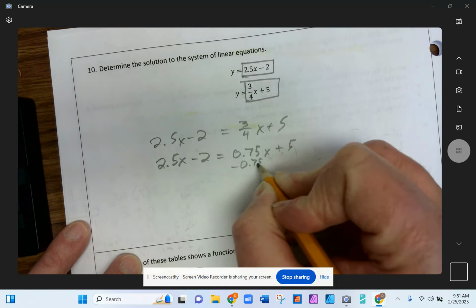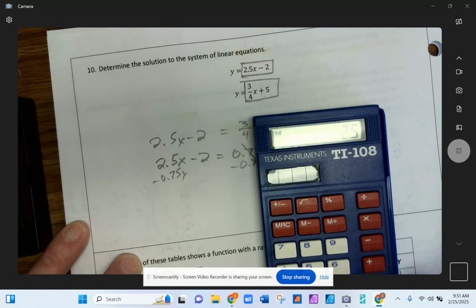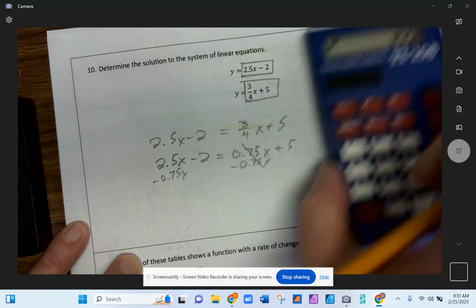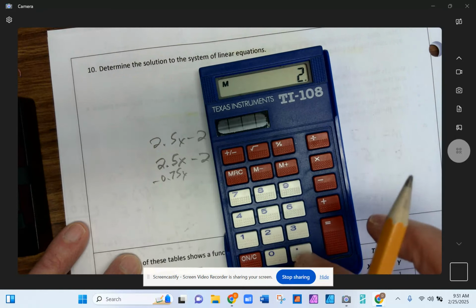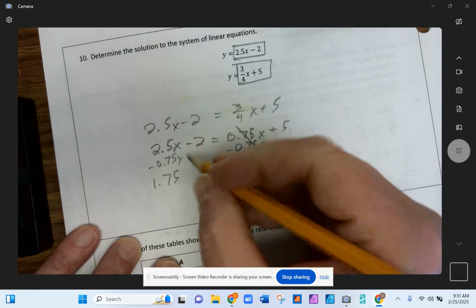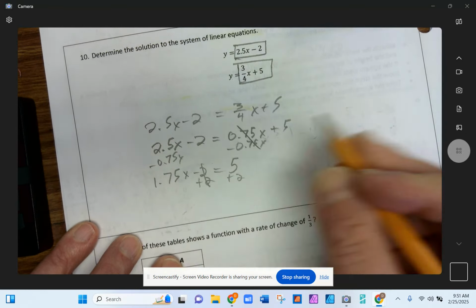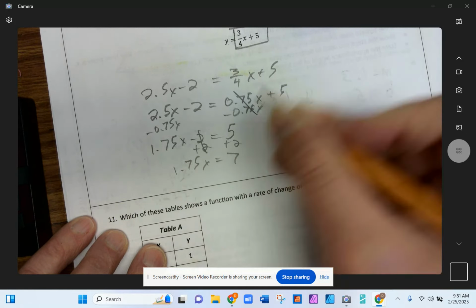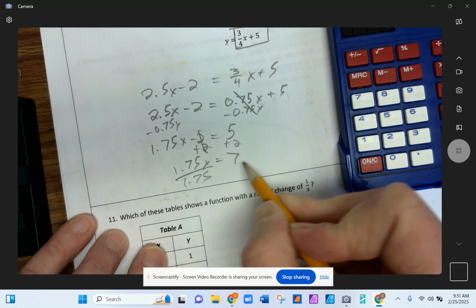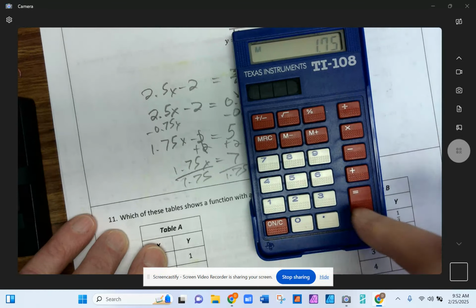Then I'm going to subtract that 0.75x from both sides. Cancel it out here. 2.5 minus 0.75 gets us to 1.75. Golly, come on. 2.5 minus 0.75. Okay, so 1.75 left. I know this isn't a word problem, I'm talking about money, but again, that is how I think about it. So add 2 on both sides. 1.75x is 7. We divide by 1.75. So 7 divided by 1.75, 4.